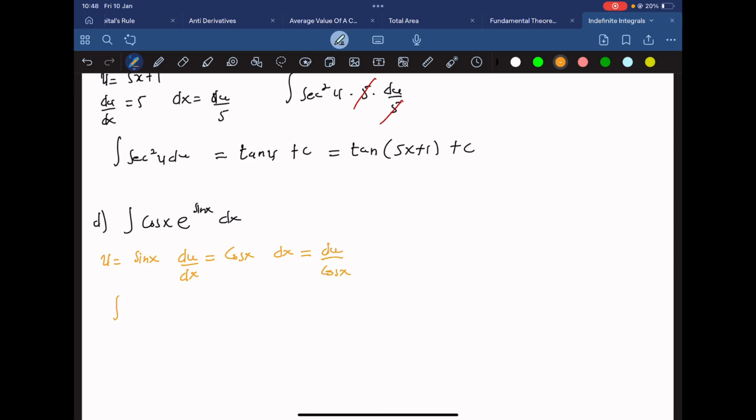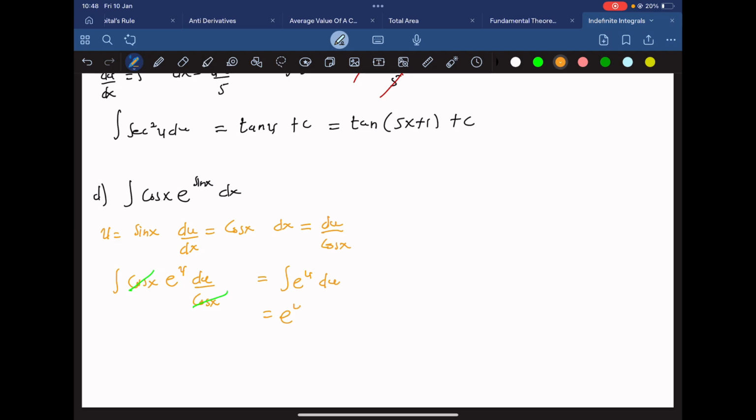Then you rewrite the expression. So you have cosine of x, then e to the exponent of sine x, which is now u. Now the x is just the u out of cosine of x. So clearly these two terms over here cancel out each other. So you just have the integral of e to the u du. And remember, if you integrate e to the exponent of u, you have the same thing plus your c. But note that u is just sine x, so you just have e to the exponent of sine x plus c.